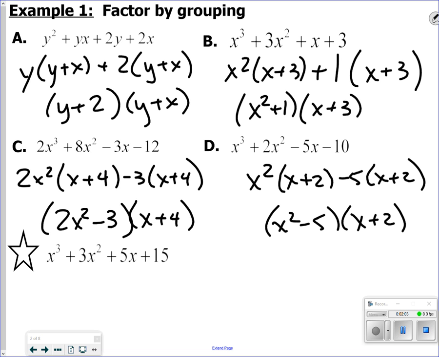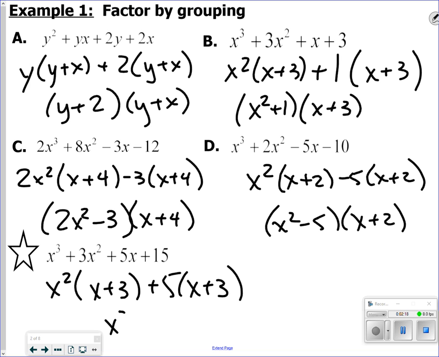So hit pause and try to see if you can work on the next one by yourself. So the first one, I can take out an x squared. And the second one, I can take out a 5. So again, GCF of the first 2, GCF of the next 2. Then group the GCF and keep what's the same.